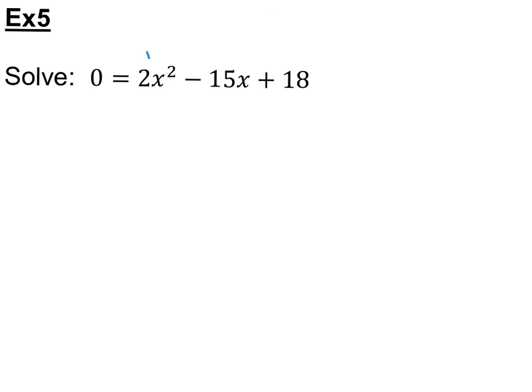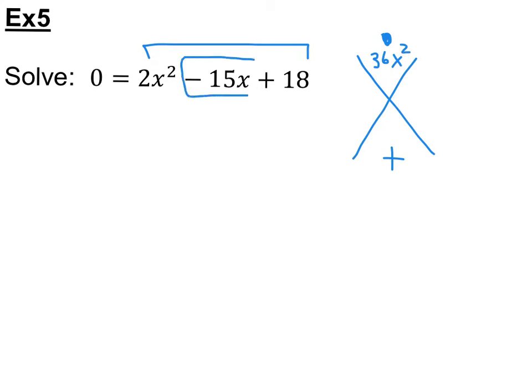There are 3, and the leading coefficient is not 1, so we're going to do a crisscross split the middle term. So I'm looking for 2 numbers that multiply to get the first times the last term. So that's a 36x squared. And then I'm looking for those 2 numbers that multiply to get that 36x squared, but add to get this negative 15x. So what I'm going to do off to the side is make my list of factors of 36. Now they have to multiply to get positive 36, but add to get negative 15. So they're both going to be negative.